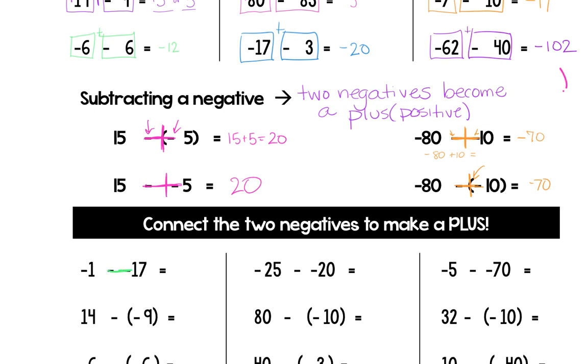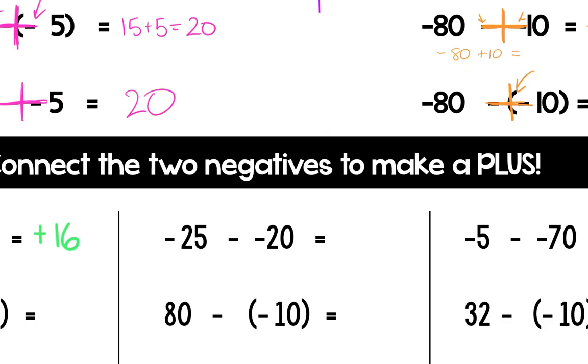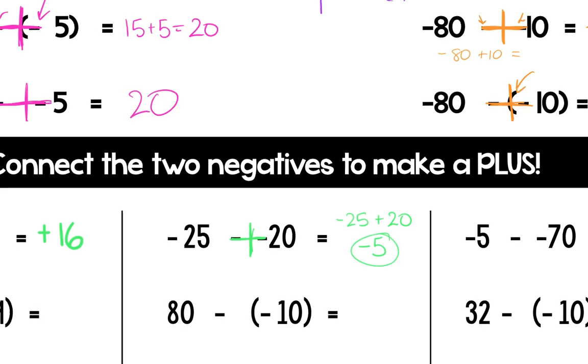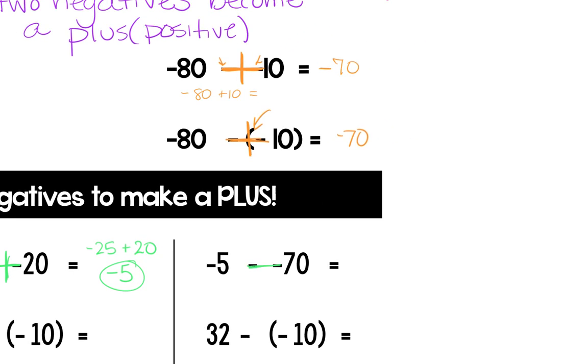So you're going to take these two negatives right here and connect them to make an addition problem. So now you have negative 1 plus 17, the positives are going to win by 16. Negative 25 minus negative 20, so because it's two negatives in a row, we are going to change that to a plus sign. This becomes negative 25 plus 20. The negatives are going to win by 5. So that's my answer. Again, you're connecting when there's minus negative, you're going to make it a big plus sign.